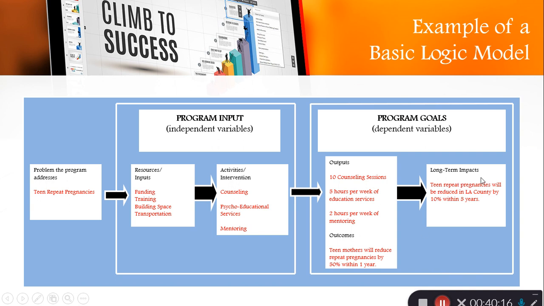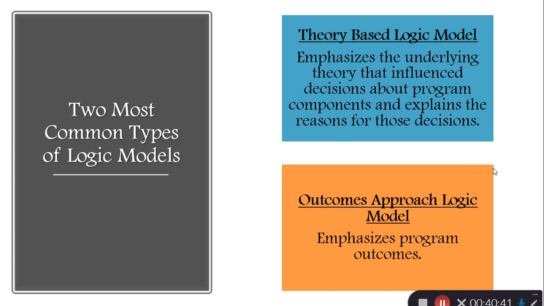And then in terms of long-term impacts, well, long-term impacts really get at ultimately how will this program influence larger systems or larger communities. And so in terms of long-term impacts, hypothetically, we might expect that teen repeat pregnancies will be reduced, for example, in LA County by 10% within 5 years. So that was the basic logic model.